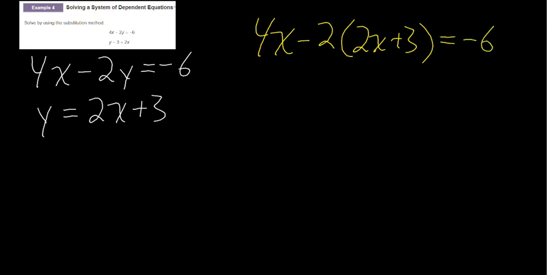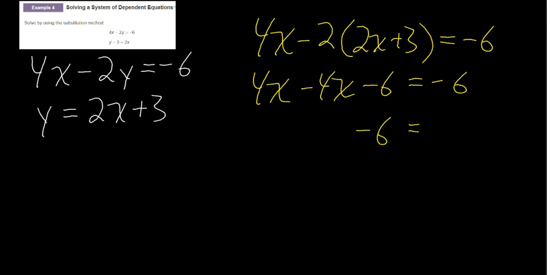Okay, so I've got 4x, and then I've got minus 4x. So 4x minus 4x minus 6 is equal to -6. Well, similar to the previous problem, the 4x's are going to cancel, right? So I'm going to have -6 is equal to -6. So this is an example of a dependent equation. So what exactly is a dependent equation?